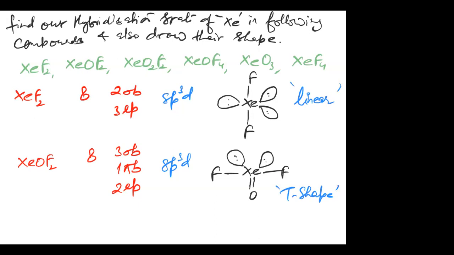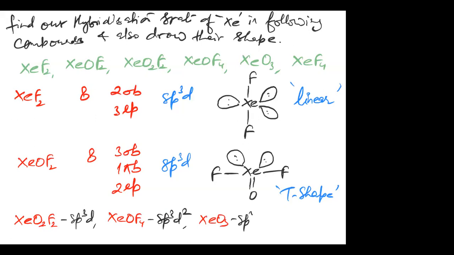So the remaining examples, XeO2F2, XeOF4, XeO3, and XeF4, you have to practice. I am just giving you the final answers. In the case of XeO2F2, it is also sp3d. In the case of XeOF4, it is sp3d2. In the case of XeO3, it is found to be sp3. And in the case of XeF4, it is going to be sp3d2. So the remaining examples you can practice, and these should be their final answers.